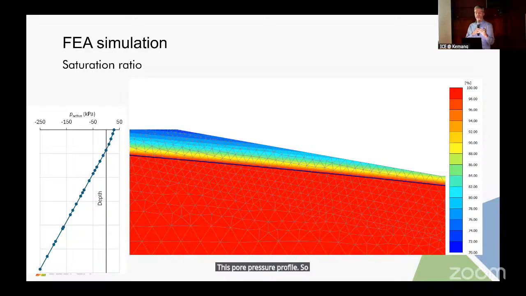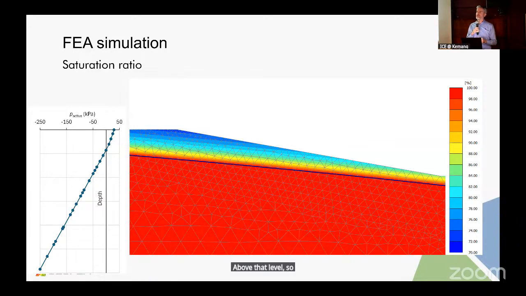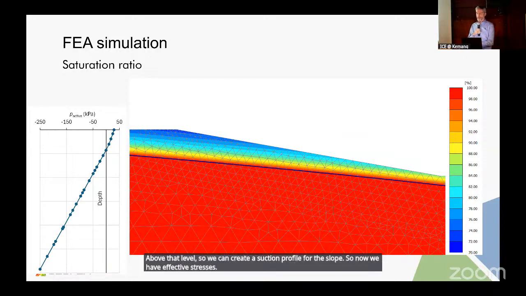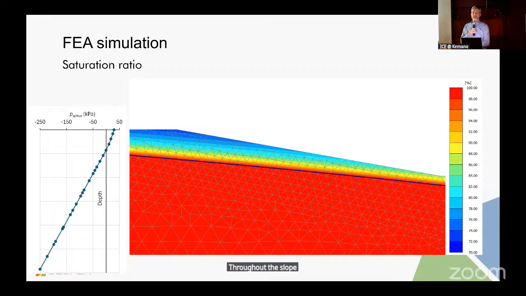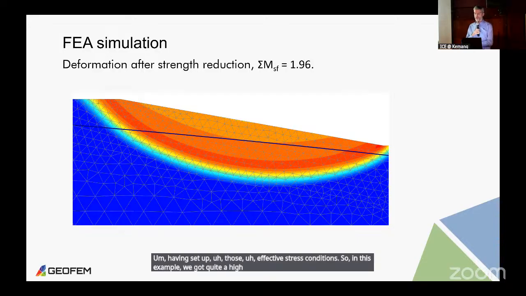So we get pore pressure building up below the groundwater level and then suction above that level. So we can create a suction profile for the slope. Now we have effective stresses throughout the slope, and we can perform a slope stability analysis having set up those effective stress conditions. In this example, we got quite a high factor of safety, 1.96. Doesn't seem to be any problem there.